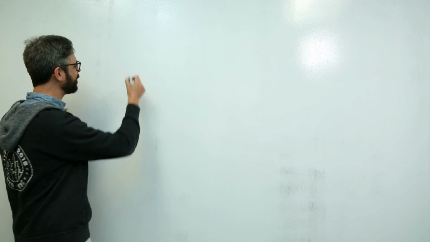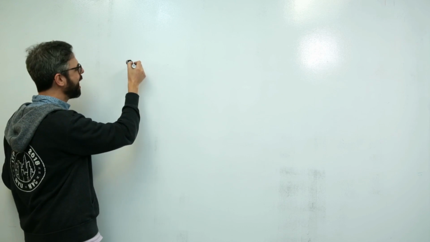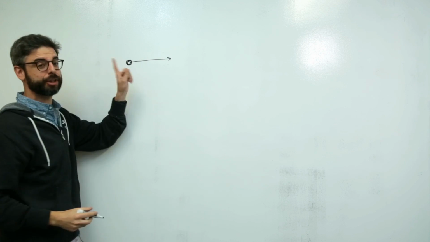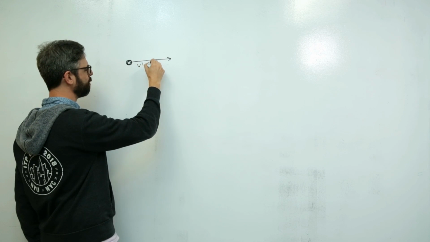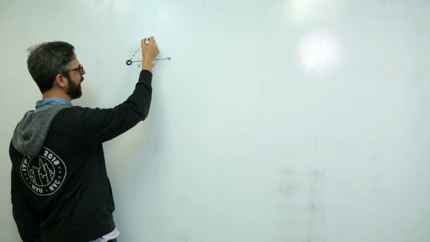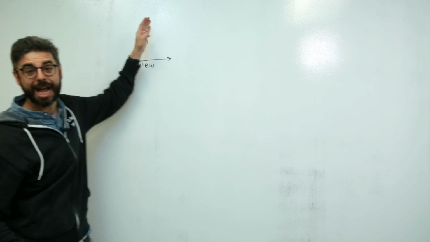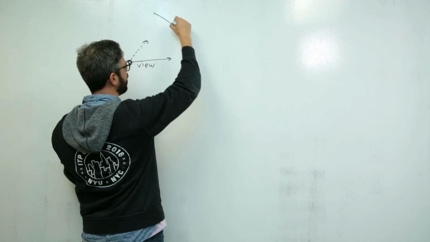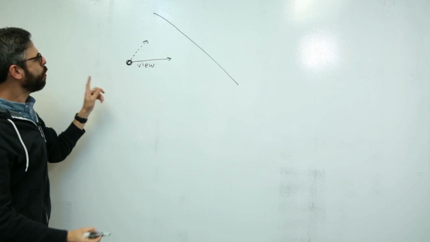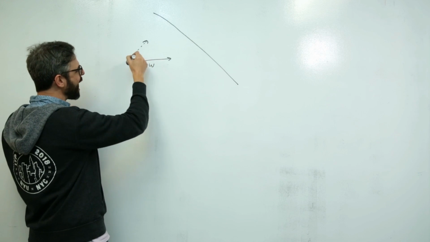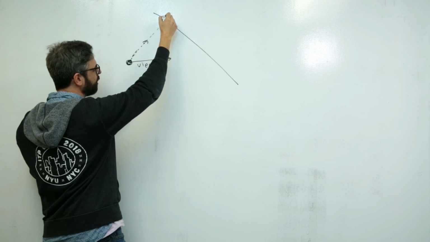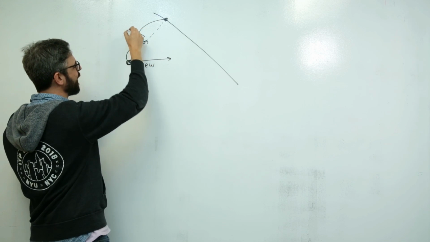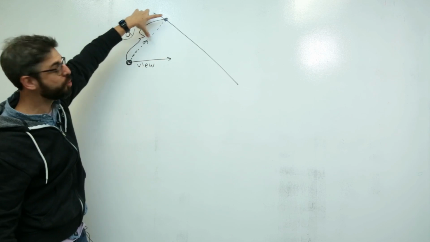So let's say I have this particle, which is really the camera, and the camera is pointing in a particular direction. That's the camera's view. Now I have any particular ray that's emanating from that camera's view within the field of view. Let's say the wall is something like this. This particular ray is going to hit the wall here.